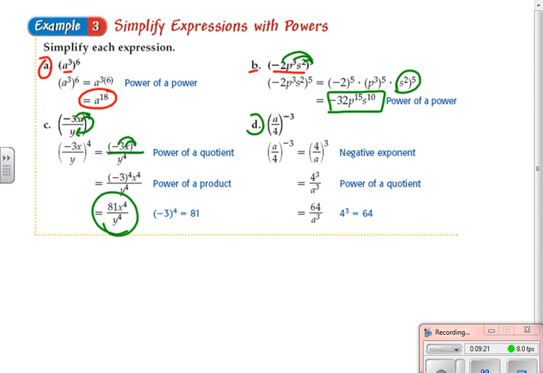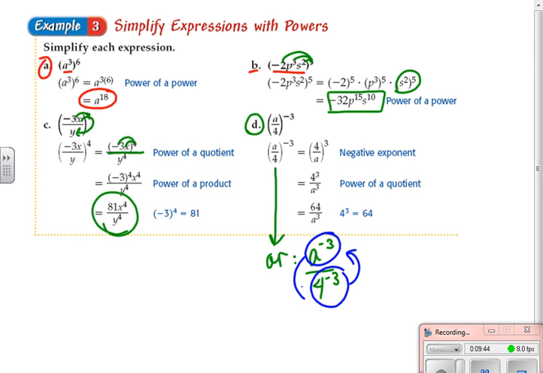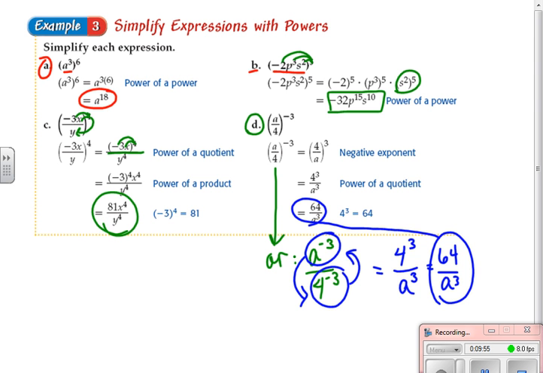Now D introduces a negative, and there's a couple of ways to handle the negative. First, you could distribute it as a negative, which is probably what I would do. A to the negative 3 over 4 to the negative 3. And then I would say, please move me. And then I would write 4 to the 3rd over a to the 3rd, which is 64 over a cubed. And you will get the same answer. So again, you can do them in whatever order makes more sense to you in most cases.